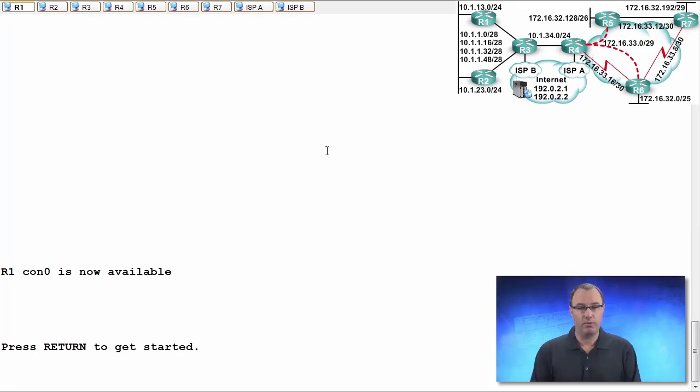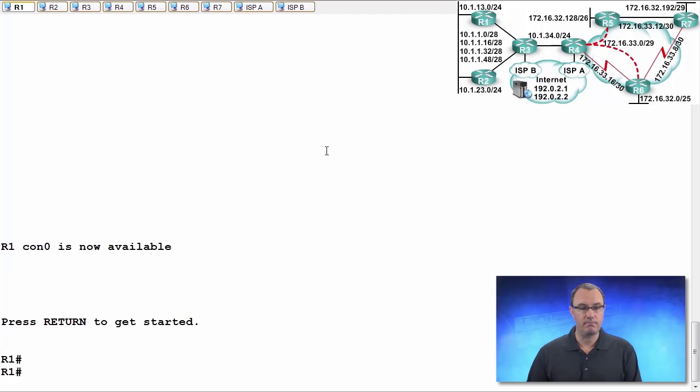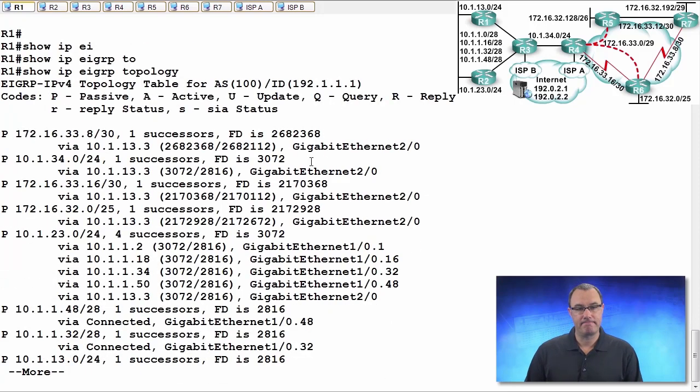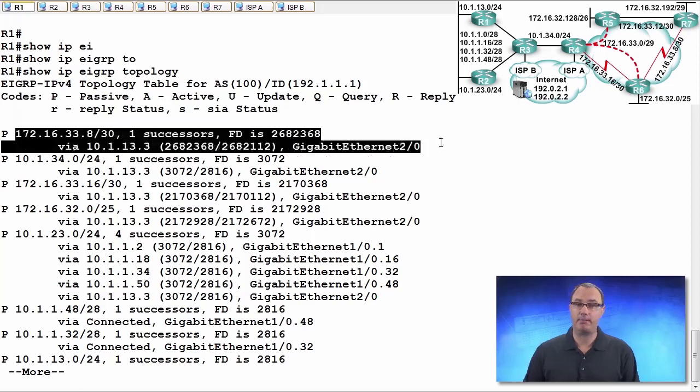And so we'll go here and I'll just look at my topology table. And what we can see is that we've got large values. So this is a metric. It's the feasible distance, which is what we call EIGRP's metric. That same metric would go in the routing table for this network. So let's look at 172.16.33.8. If that's in the routing table, is that really the metric?